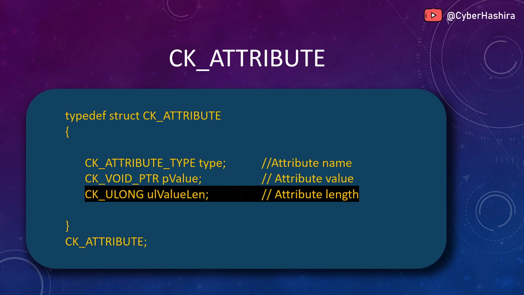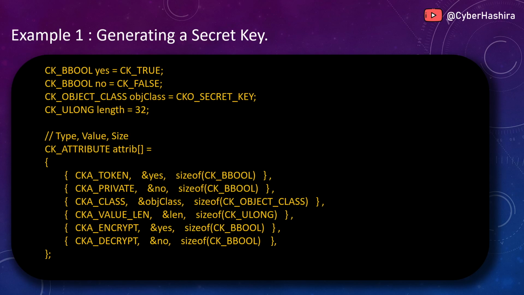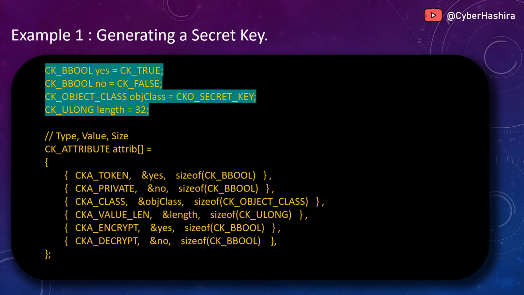Now let me show you some examples to make it easier to understand what I mean. Here's my first example of a template used for generating a secret key. An actual working template may have more values, therefore much bigger. I am using this short version as an example. Let's start from the top. At the top, I have defined four variables. The first and the second variable are of type Boolean. Yes has a value of true and no has false.